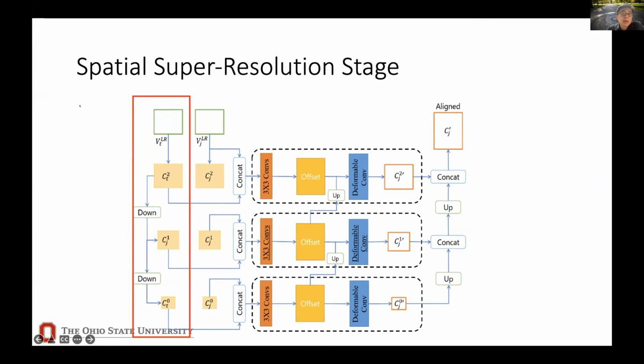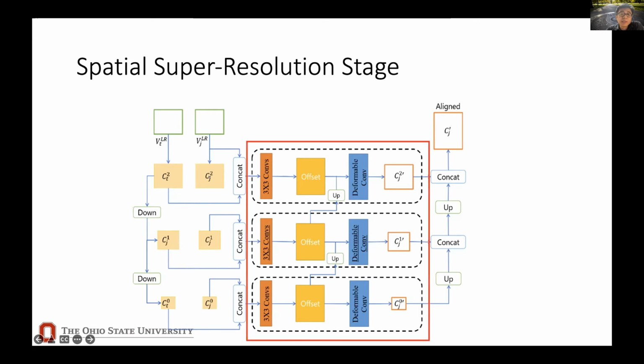So here, from the top to down, we repeatedly bring down the resolution of the feature map to 3 different scales, just as an example, and you concatenate them together with the current time step.